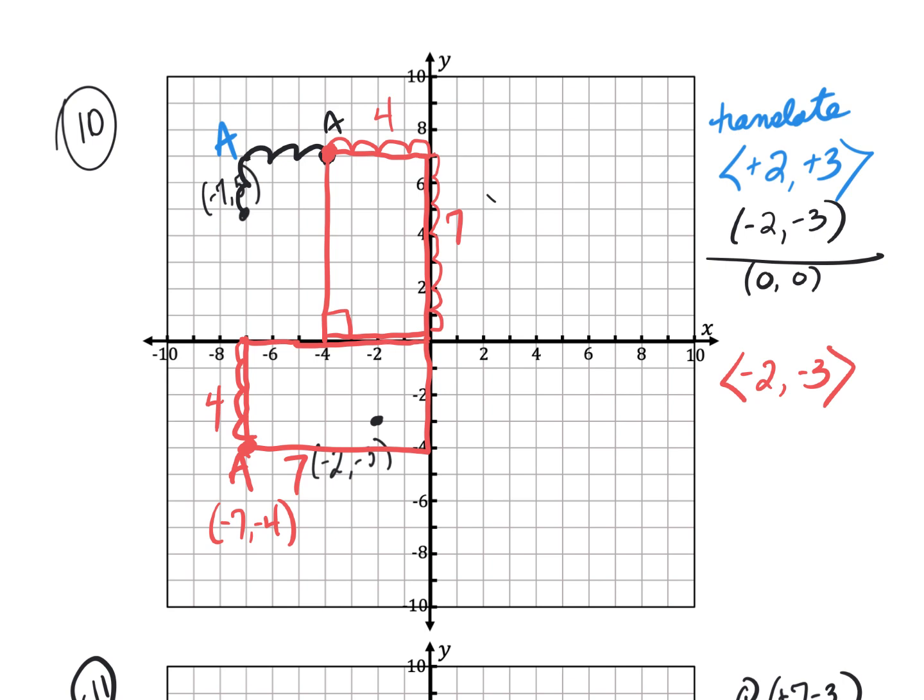So that means my -7 has to go to the left 2 and down 1, 2, 3. So my final answer, A prime, is at -9, -7.